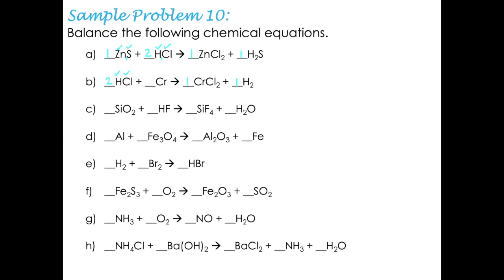Let's check for chromium last. And here's another one of my tips and tricks. Anytime you see something that's completely by itself, even when it's not a diatomic, especially when it's not a diatomic, balance that last. So I have one chromium atom in my products. One group of one is one, which means I must also have one in my reactants. This equation is balanced.